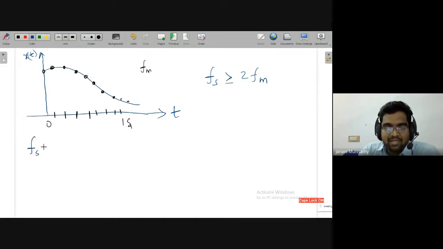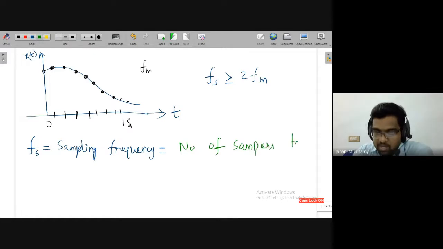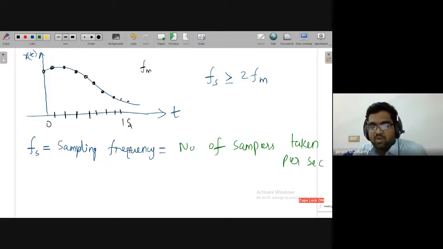Now, what is Fs? Fs is the sampling frequency. What is the unit of sampling frequency? It is not hertz. I may say sampling frequency, but the unit is not hertz. It is samples per second. So what is sampling frequency? The number of samples taken per second is called sampling frequency. The name may be sampling frequency, but the actual meaning is: how many samples you are taking in 1 second. That is the sampling frequency.